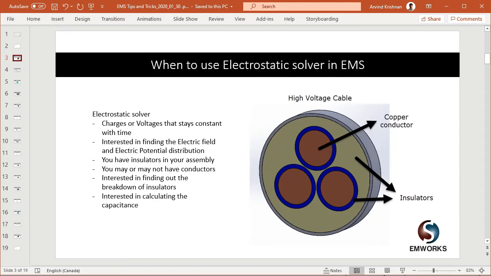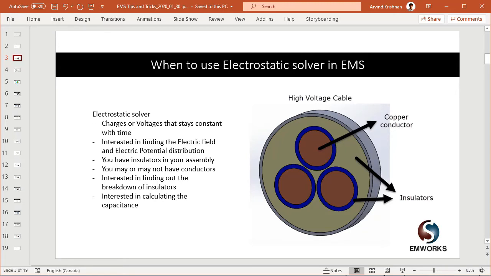You would like to use the electrostatic solver, as the name implies, when you have sources that are static. For example, if you have charges or voltages that don't change with time, then you could use the electrostatic solver. You're mainly interested in computing the electric field and electric potential distribution in your model.